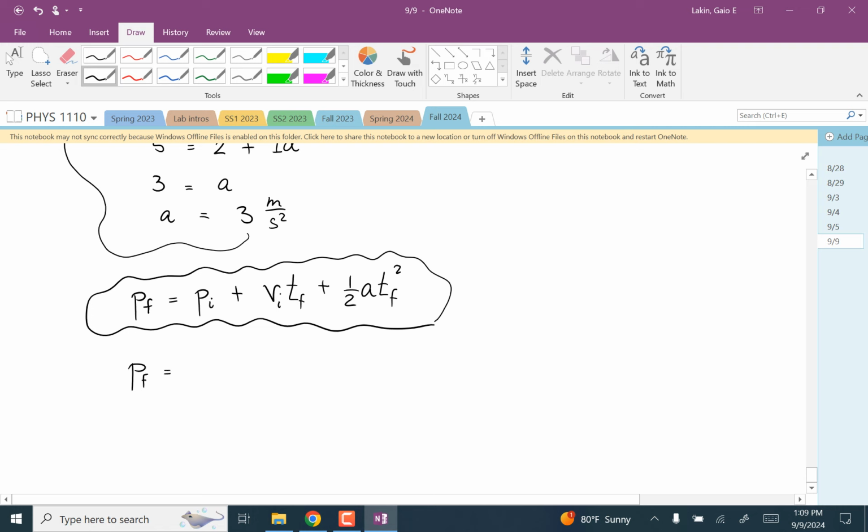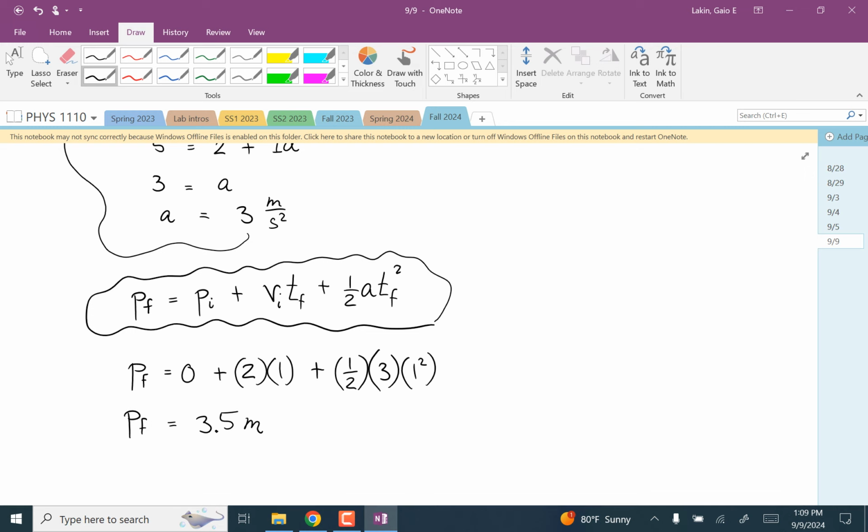So P final is equal to 0 plus 2 times 1 plus 1/2 times 3 times 1 squared. And so P final is equal to 2 plus 1.5, so 3.5 meters. So the points A and B are 3.5 meters apart.